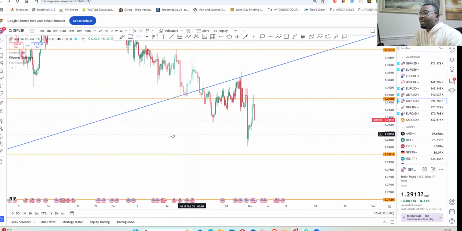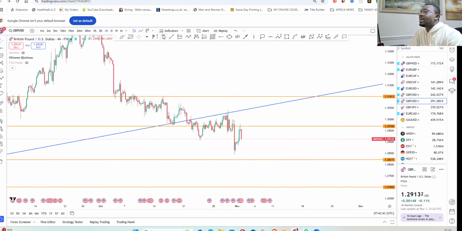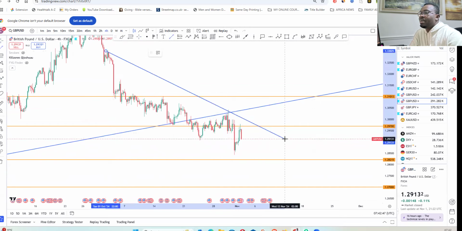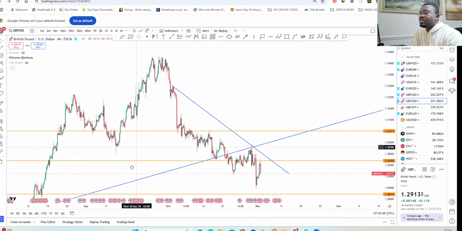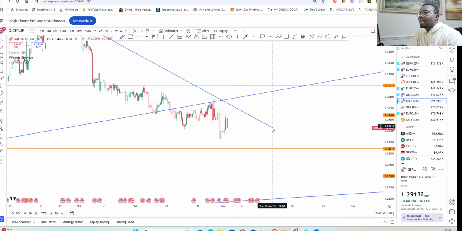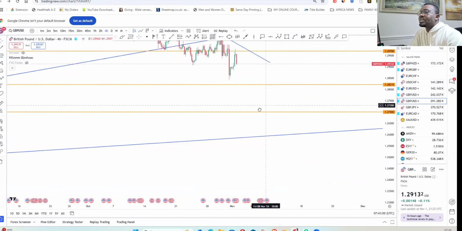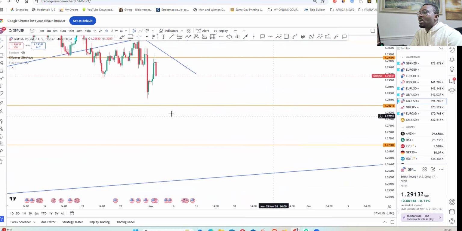The 4 hour is bearish. As you can see, if we put our trend line there, you will notice that the 4 hour is obviously bearish. I'm not trying to mark the line so that you can see it as a line. I'm just showing you the direction of the market, that the market is actually bearish right now on the 4 hour, which is great.